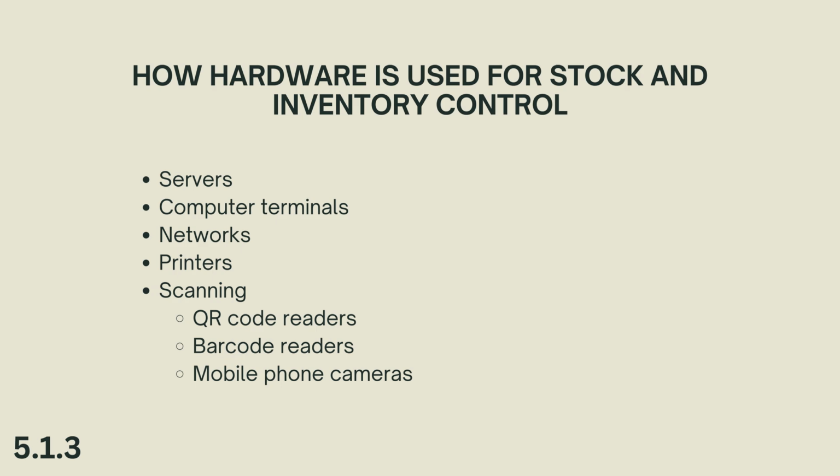QR code and barcode readers are indispensable tools for tracking stock levels. These devices allow for quick and accurate data entry, significantly reducing human error. Interestingly, some organizations are now using the cameras on mobile devices for scanning. This trend showcases how businesses are leveraging existing technology to streamline their processes and reduce costs.